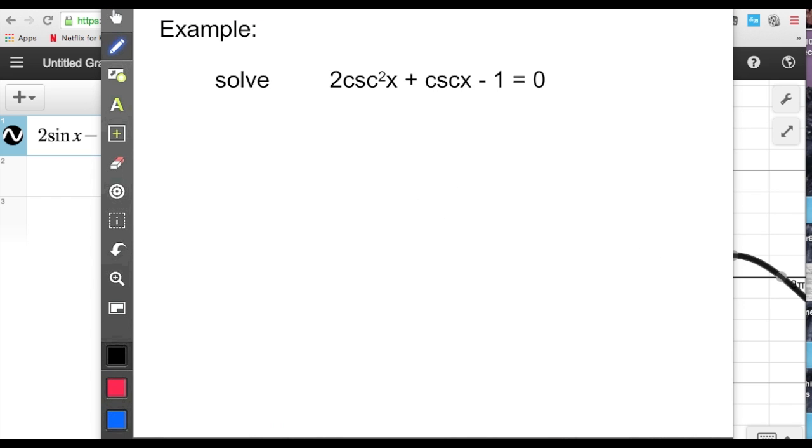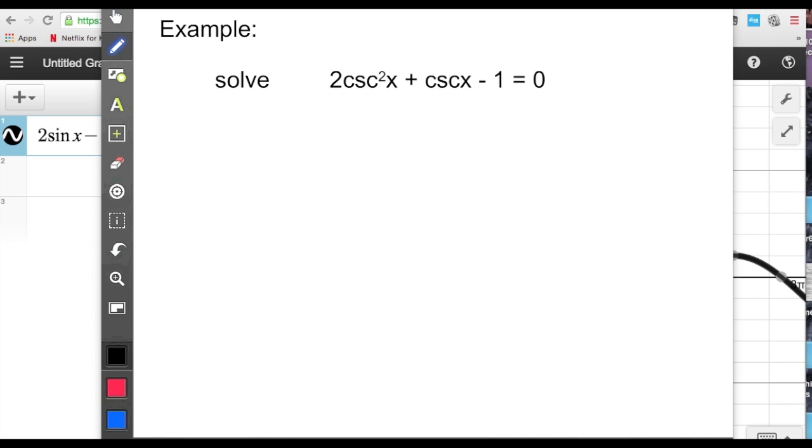Something like this, we get a little tougher. We got a little bit weirder going on here. Okay, so when we get something like this, I see a couple things. I see more than one trigonometric function. I see a squared in there, and I see that it's cosecant. I'll work with it like this, and I'll only convert this cosecant back to sine at the very end.